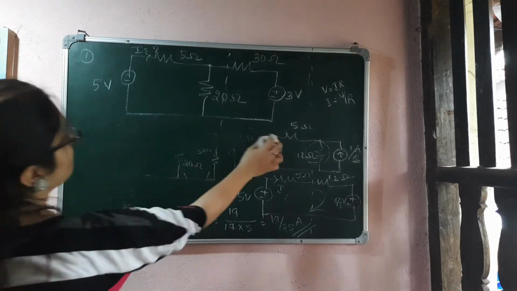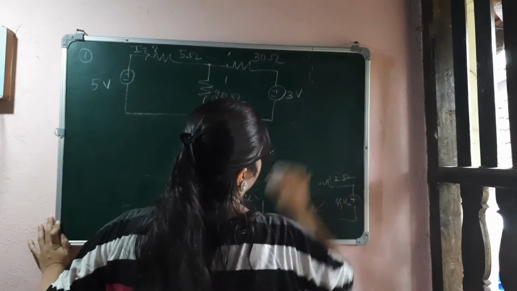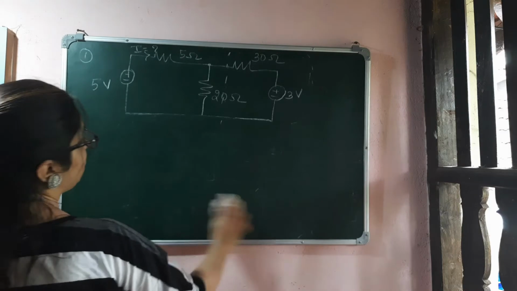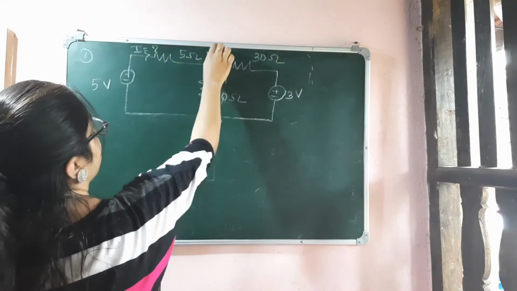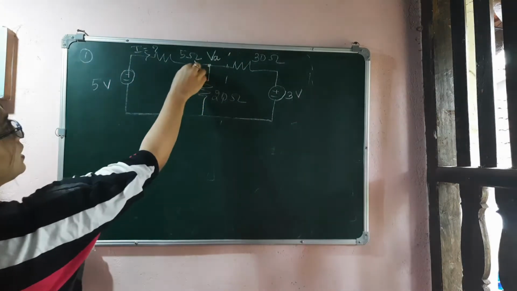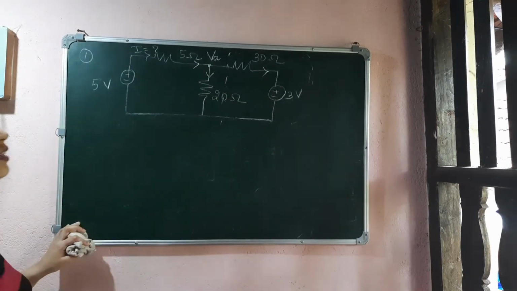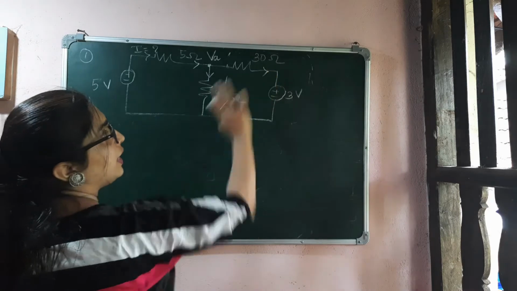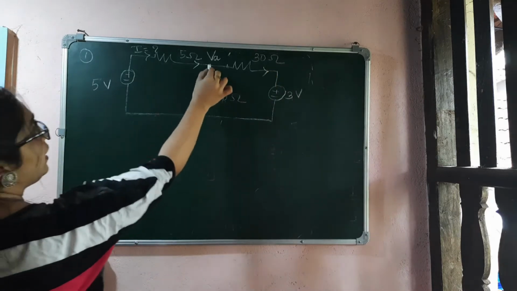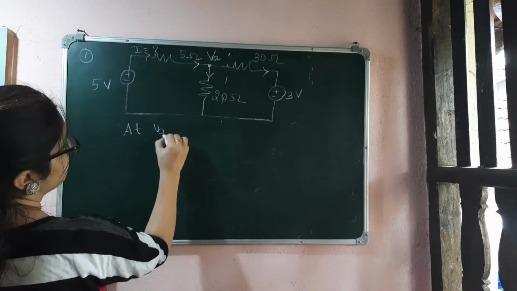If I use another technique to solve this, I will consider this node voltage as VA. This is the current that is flowing here, that is I, and here these are the currents flowing in this direction, meaning I am dividing the current now. So at VA I will apply the KCL.